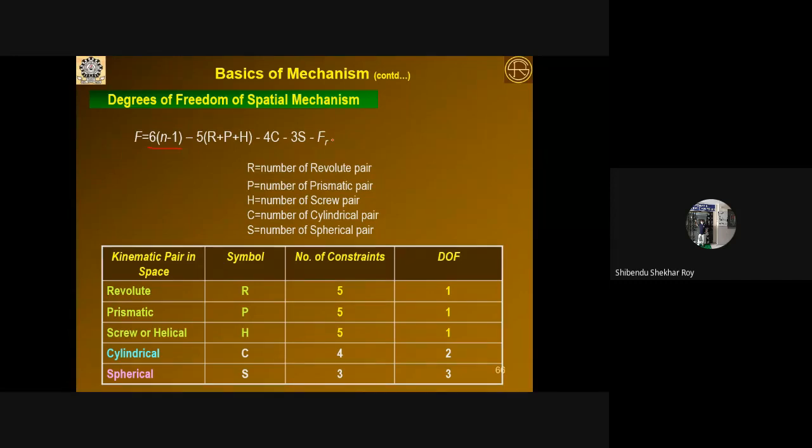But when the joint has not been created, that link has how many degrees of freedom? Six in space. Now once you make the revolute joint, its degrees of freedom becomes one. Then how many have been lost? Five. And that is why it is multiplied: 5 times the number of revolute pairs, minus 5 times the number of prismatic pairs, minus 5 times the number of screw pairs. Got my point? Similarly, a cylindrical pair has 2 degrees of freedom, that means 4 are lost, so that is 4 multiplied by 3. Spherical pair, how many degrees of freedom? 3.